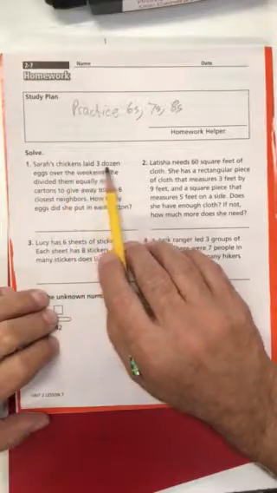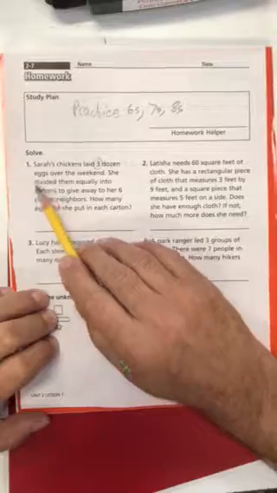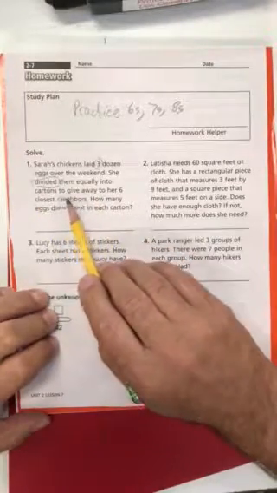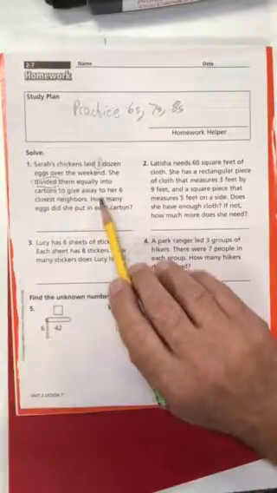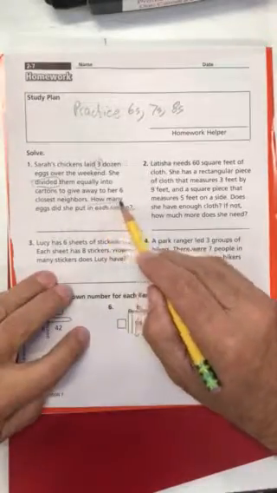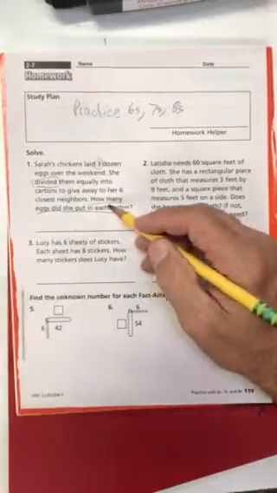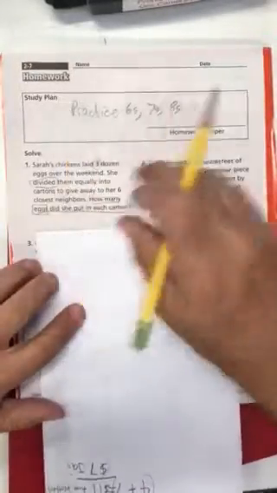Sarah's chickens laid 3 dozen eggs over the weekend. She divided, that's important, she divided them equally into cartons to give away to her 6 closest neighbors. So the question to the problem is, how many eggs does she put in each carton? Eggs is going to be our label. All right, I see that there's a hidden information.